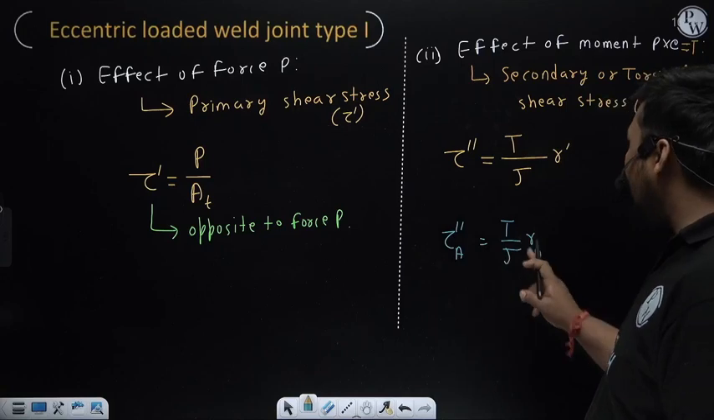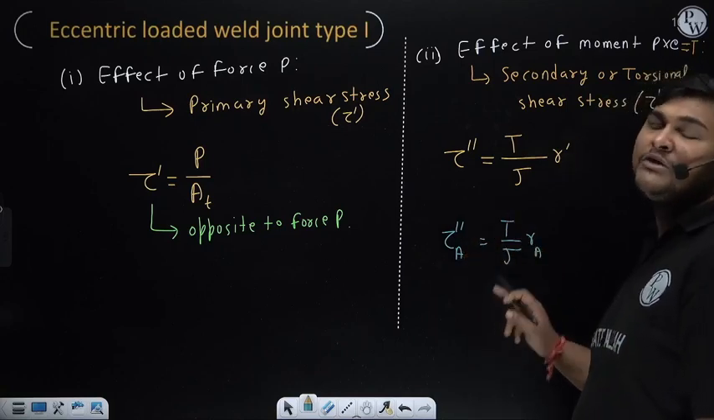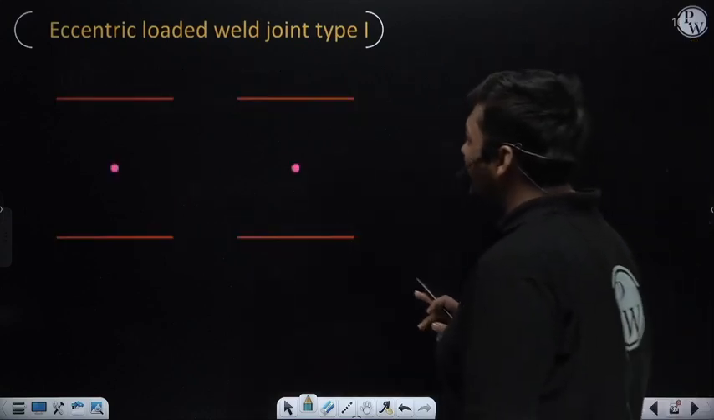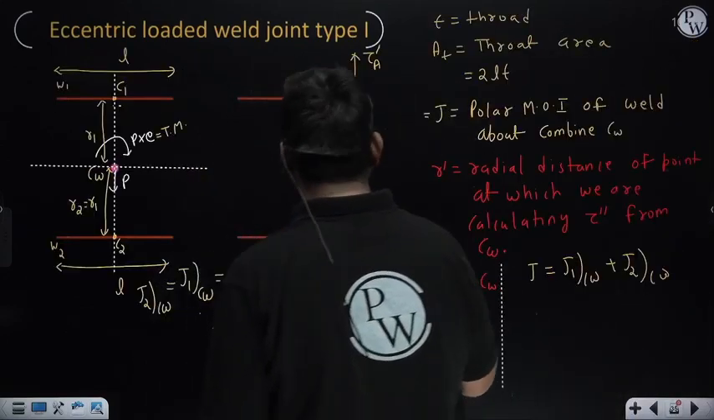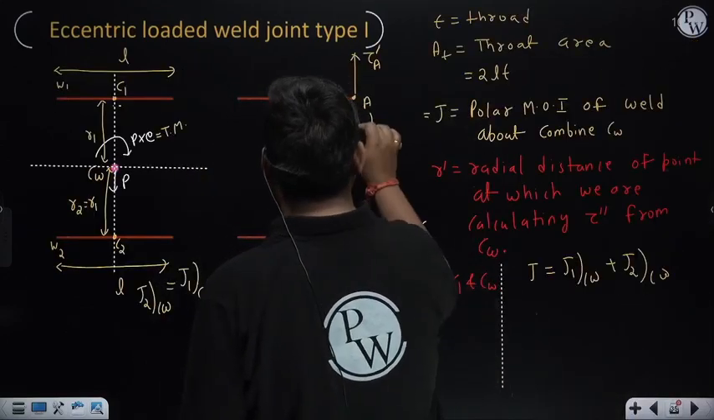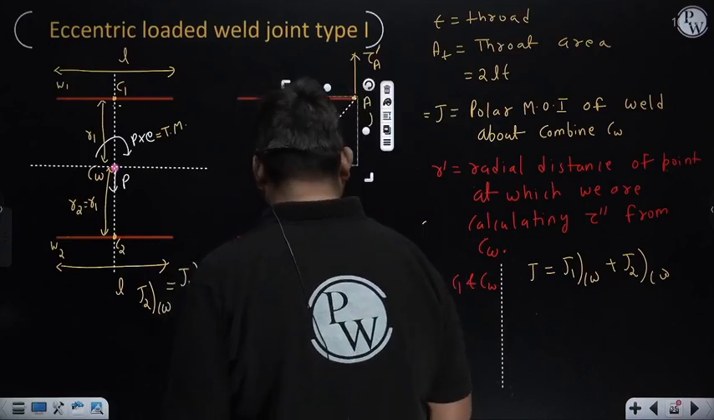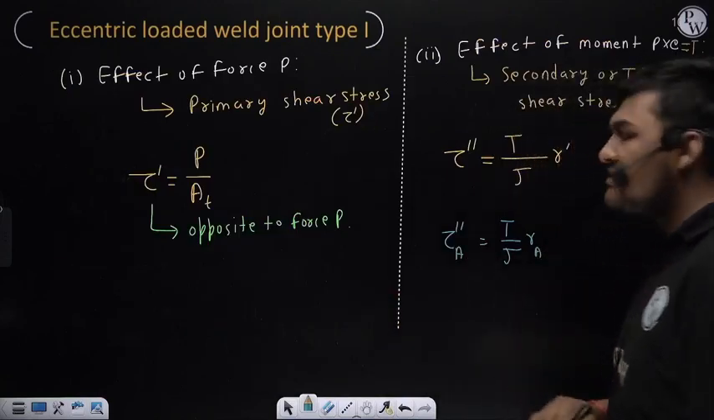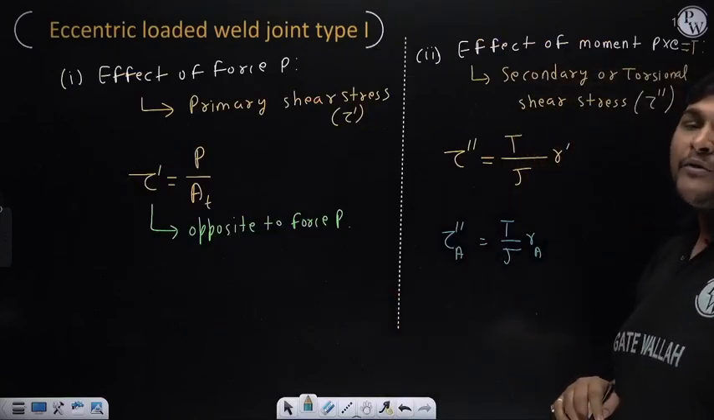So RA, I am calculating secondary shear stress at point A, means we need to calculate the distance of point A from the combined centroid. Okay, in this diagram, it is the distance of point A from the combined centroid, this distance. Okay, in this diagram, these distances are A. Now, it is the magnitude of secondary shear stress at point A. Now, what will be its direction?